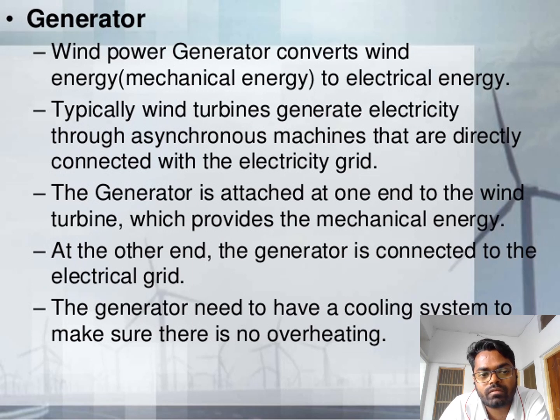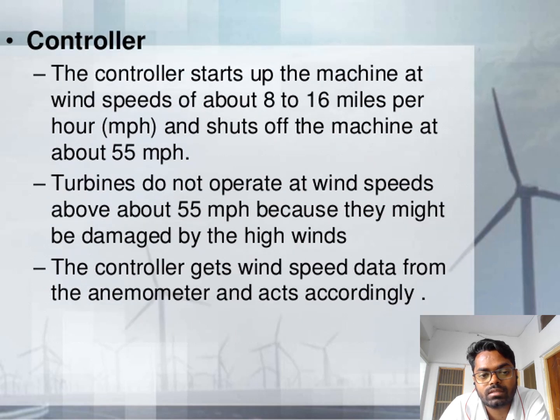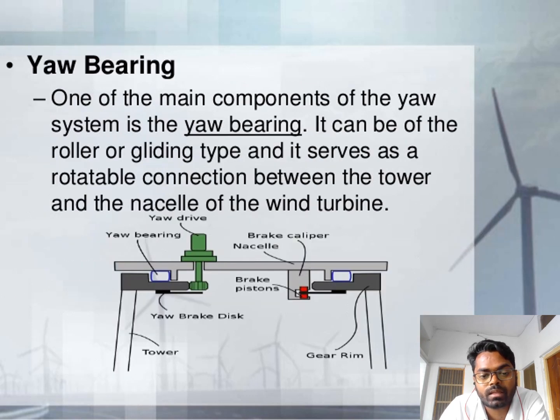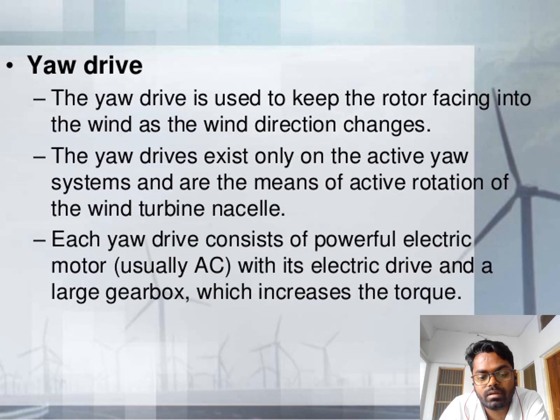I earlier told you the function of the generator, that it is used to convert mechanical energy into electrical energy. And the controller is used to tell whether the speed is more or less than the designed speed. The yaw system is used to orient the blades in the direction of the wind, and it consists of yaw bearing, yaw drive, and yaw brake. You can see from this figure clearly how the yaw bearing is incorporated in the tower of the windmill.